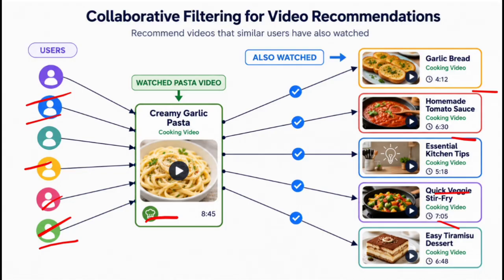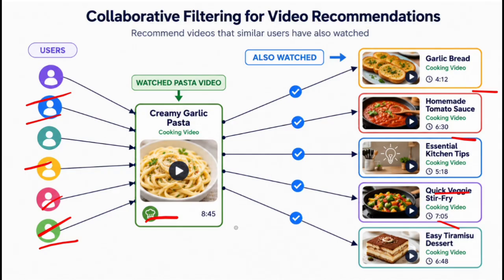The recommendation system noticed these shared viewing patterns. It may think people who also watch this pasta recipe also watch these other cooking videos. So when you watch the same pasta video, the system may recommend those videos to you as well. It is not necessary for the suggested video to look exactly like the pasta video. It only needs to have a strong connection with the user behavior.